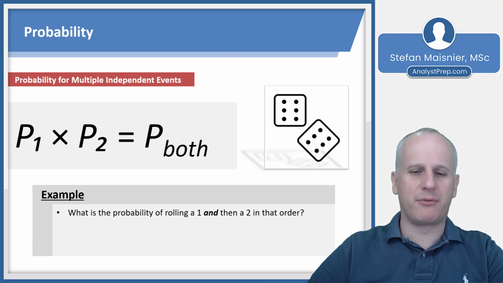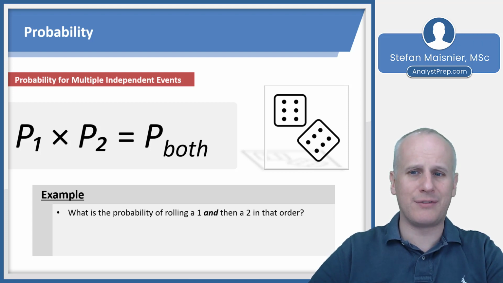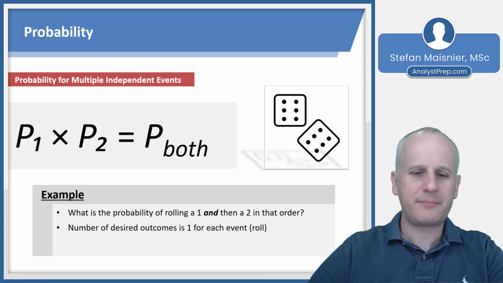What is the probability of rolling a 1 and then a 2 in that order using a single 6-sided dice? So you can see kind of the structure of the dice, but we're just picking one of them that you see on the screen here for this example. So the number of desired outcomes for each event is going to be 1. Whether I roll a 1 or a 2, there's only one side of the 6-sided dice that is going to have that on its face.